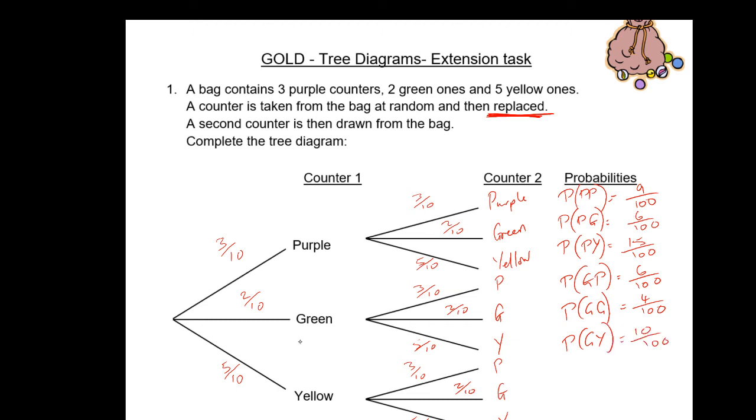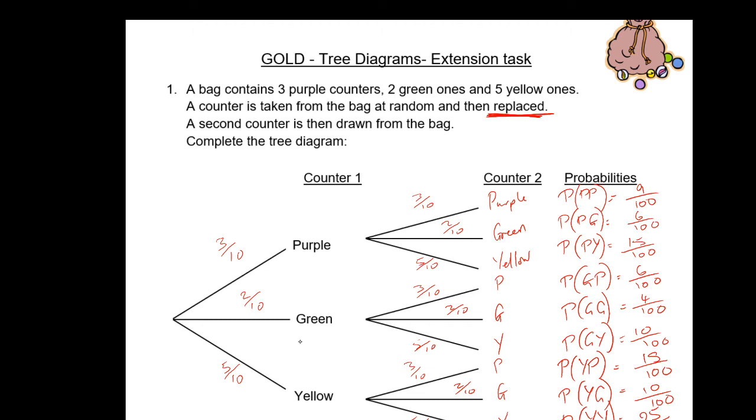You know, I could cancel these down, but it'd just make any work later on harder, so don't bother. Probability of yellow, then purple, is 15 over 100. The probability of yellow and green is 10 over 100. And finally, the probability of yellow and yellow is 25 over 100, so clearly the most popular.